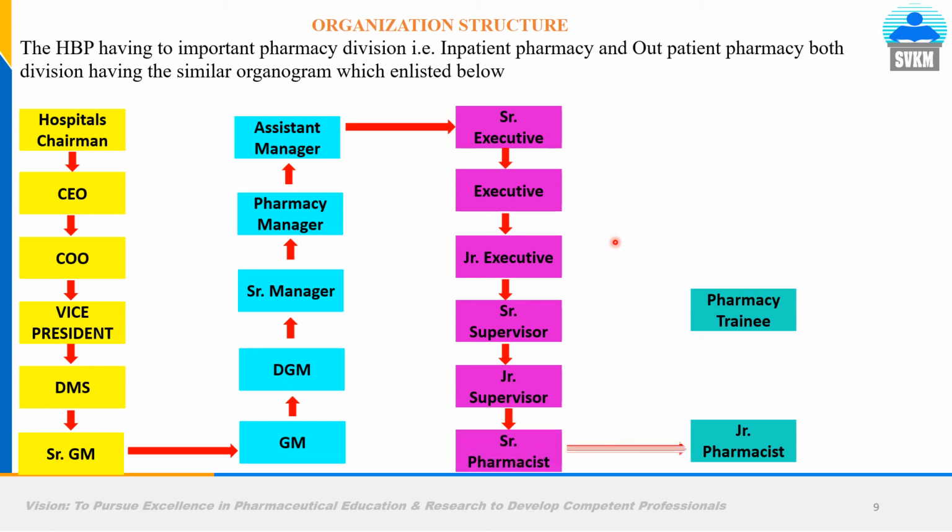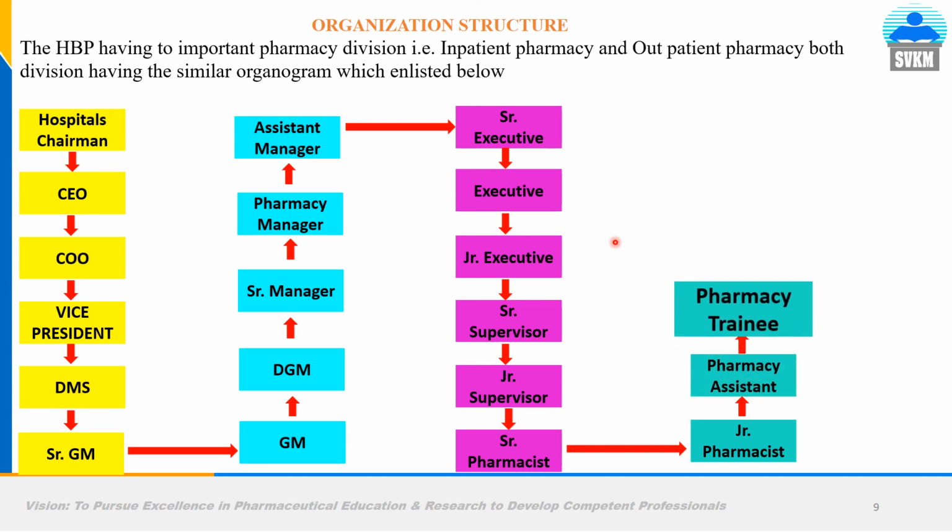Just below the junior supervisor, there is a senior pharmacist. Just below the senior pharmacist, there is a junior pharmacist. After the junior pharmacist, there is a pharmacy assistant, and the last one is the pharmacy trainee. The pharmacy trainee is the last person in the hierarchy of a hospital organization structure. So whom do we consider a pharmacy trainee?